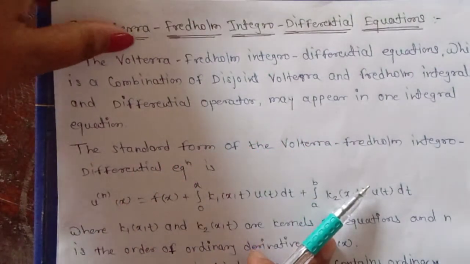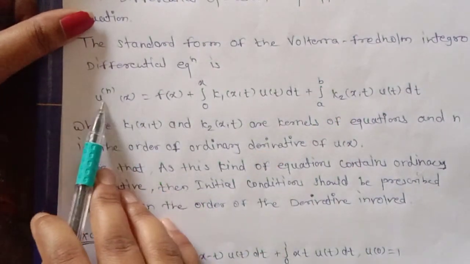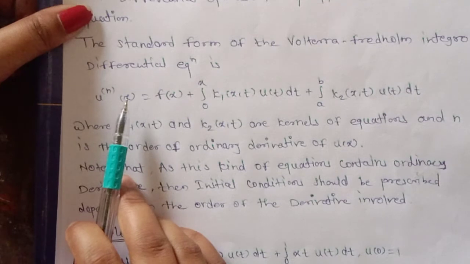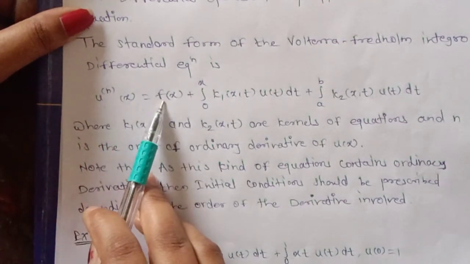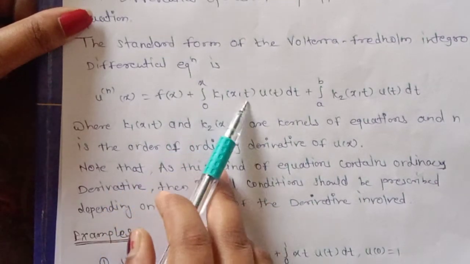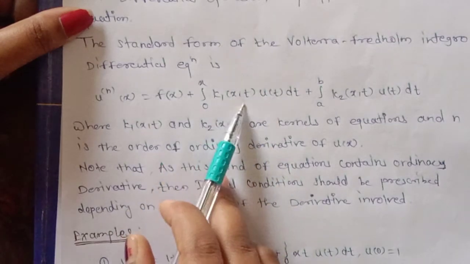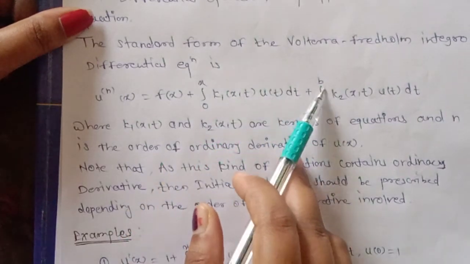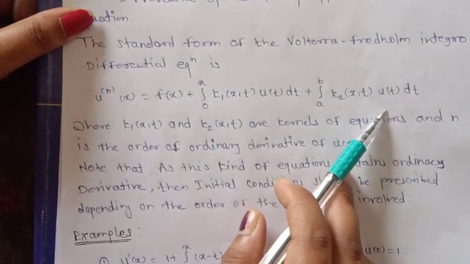So the standard form of the Volterra-Fredholm integro differential equation is u raised to n of x. This is the nth derivative of the unknown function u of x, equal to f of x plus integral 0 to x k1 of x, t u of t dt. This is the Volterra integral equation form, plus integral a to b k2 of x, t u of t dt. This is the Fredholm integral equation form.